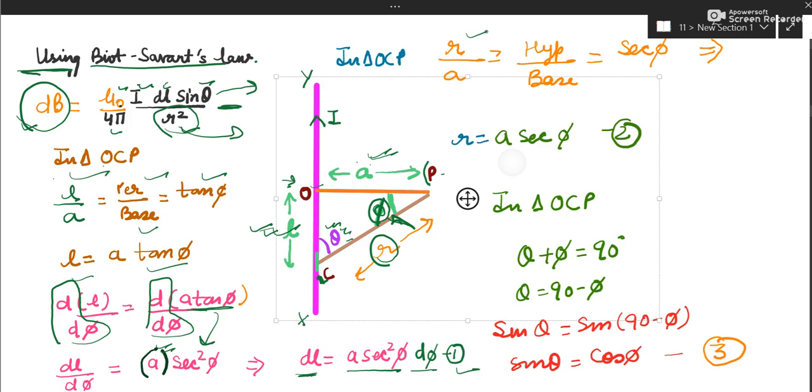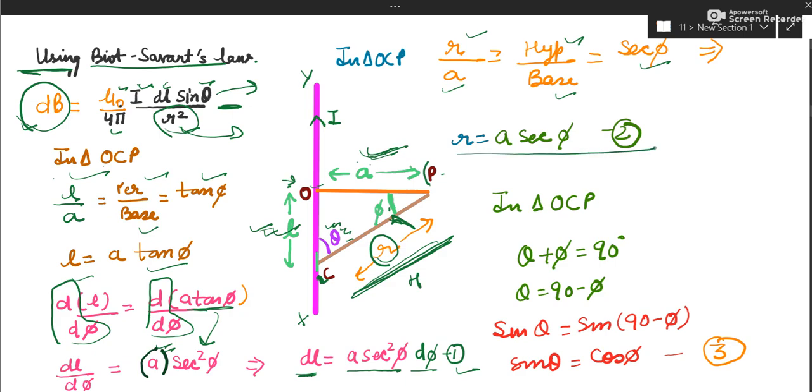So R up, A down. What is R? R is your hypotenuse. A is your base for phi. This angle is phi. Everyone needs to pay attention. This angle is phi. So R is your hypotenuse, A is your base. So hypotenuse upon base is equal to secant phi.